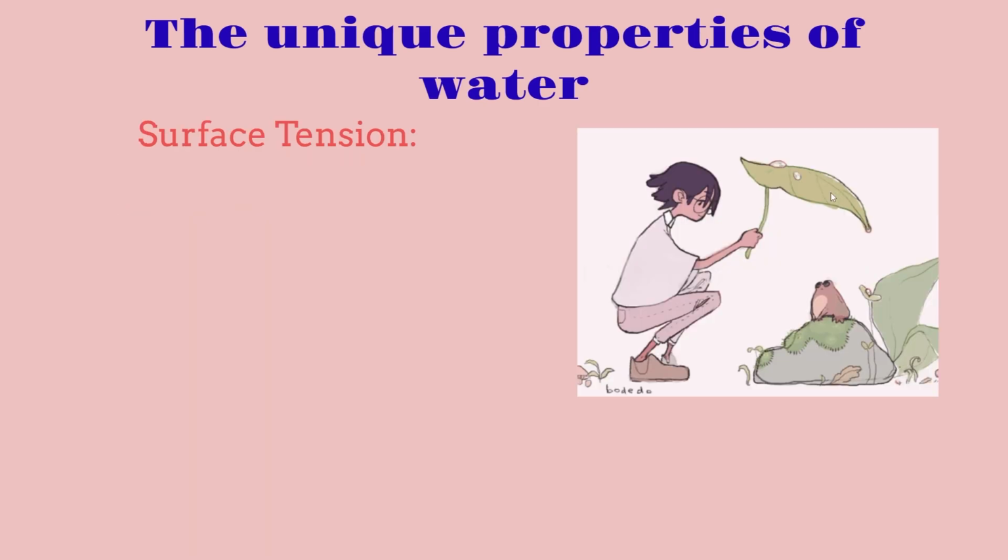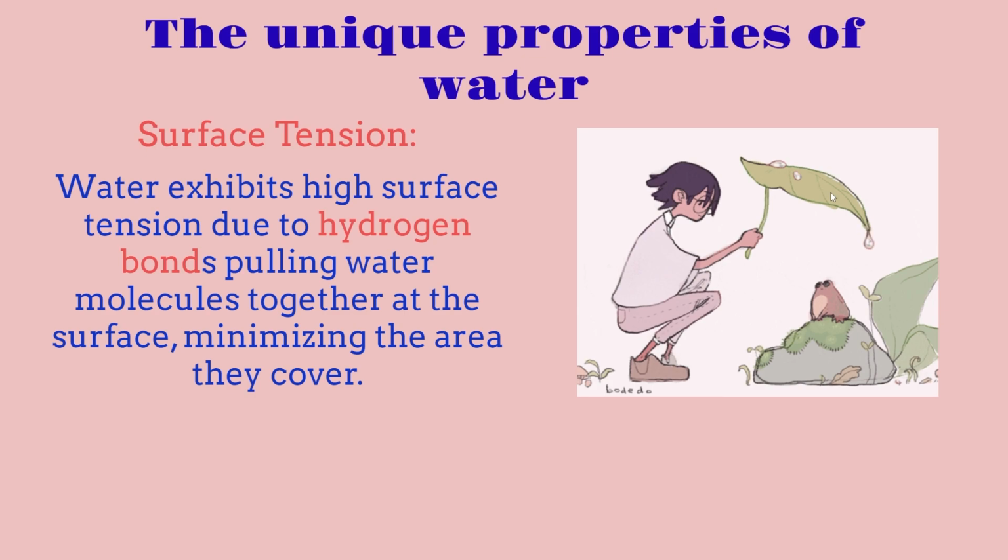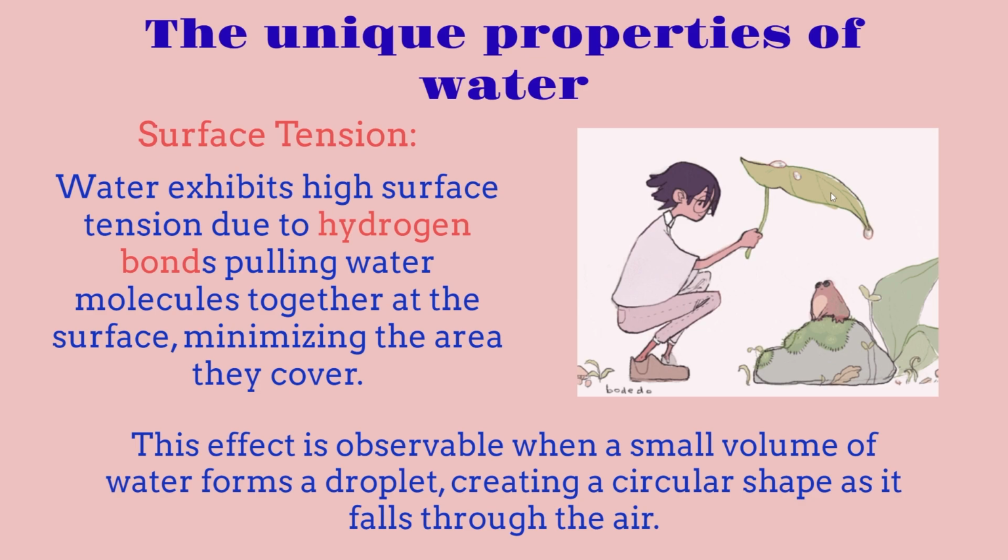And now for surface tension. So water exhibits high surface tension due to hydrogen bonds pulling water molecules together at the surface, minimizing the area that they cover in general. And this effect is observable when a small volume of water forms a droplet, creating a circular shape as it falls through the air.